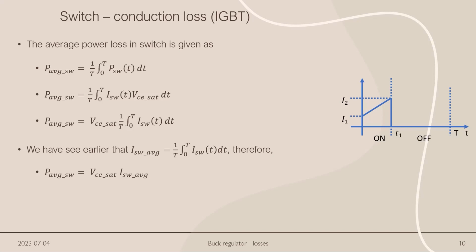The average conduction power loss is given as the integration of power over one cycle. Let us substitute the value of power loss equation from our previous slide. Since VCE SAT is constant, we can take it out and now we have to integrate only the current. From our previous video, we have seen that switch average current is equal to this. We can substitute this in the above equation to get average switch conduction power loss, which is equal to VCE SAT into I switch average current.